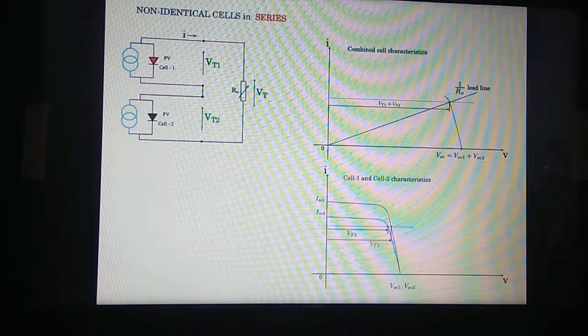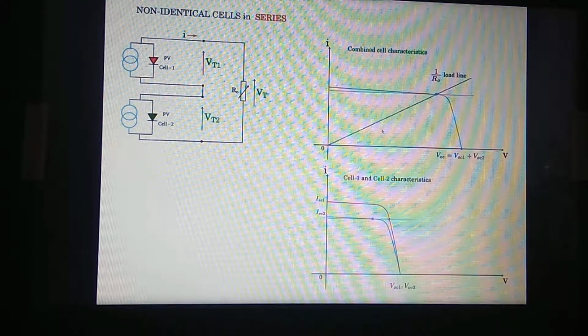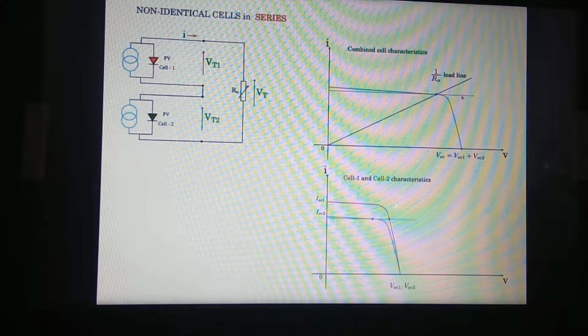Now I will further increase the load, which means I will further decrease R0. So what happens? This is moving up further like this. This is the operating point with respect to the load current line as shown here, the horizontal line. So this would give you one more operating point as you sweep the load line from here onwards.